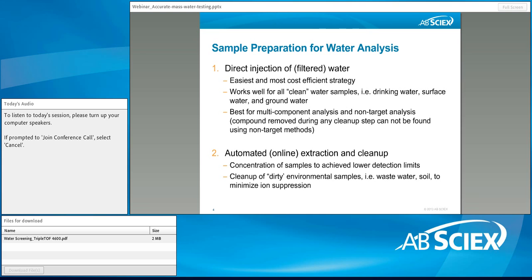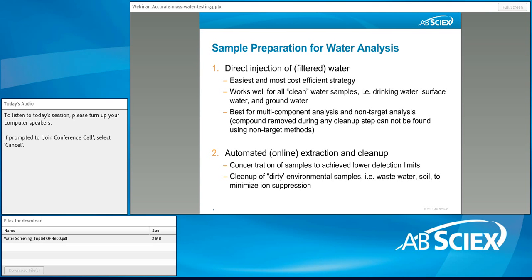This works very well with all kinds of clean waters, if we consider drinking water, surface water, maybe groundwater. This is the ideal sample preparation technology if we want to cover as many compounds as possible in a multi-component assay, or if we consider non-target analysis. Anytime we introduce a more complex sample preparation step, there's a risk that we remove compounds during sample preparation, and then of course we cannot find them in any non-target or multi-target method.